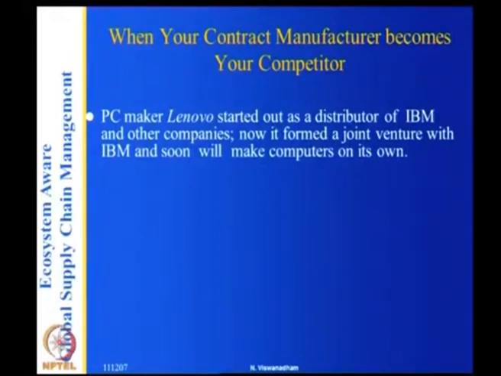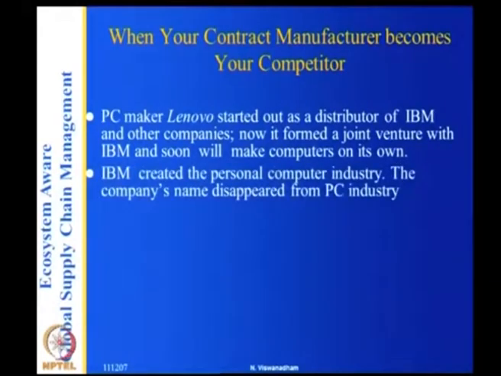or becomes smart? This happened with the PC owner Lenovo, which started as a distributor for IBM and other companies. Now it formed a joint venture with IBM and soon it will make computers of its own. Now they are making PCs, laptops and everything as their own. This is the kind of thing that can happen. IBM created the personal computer industry, but the company's name disappeared from the PC industry.